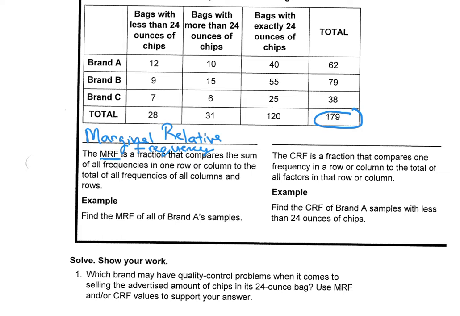So an example would be the marginal relative frequency of all of brand A's samples. So the total of brand A is 62, right, out of the total of all the chips, which is 179. And if we made that a percentage, it's about, so 62 divided by 179 is 34.6%. Okay, so you are comparing the sum of all frequencies in one row or column, so we did brand A, to the total of the entire chart, the graph there, okay?